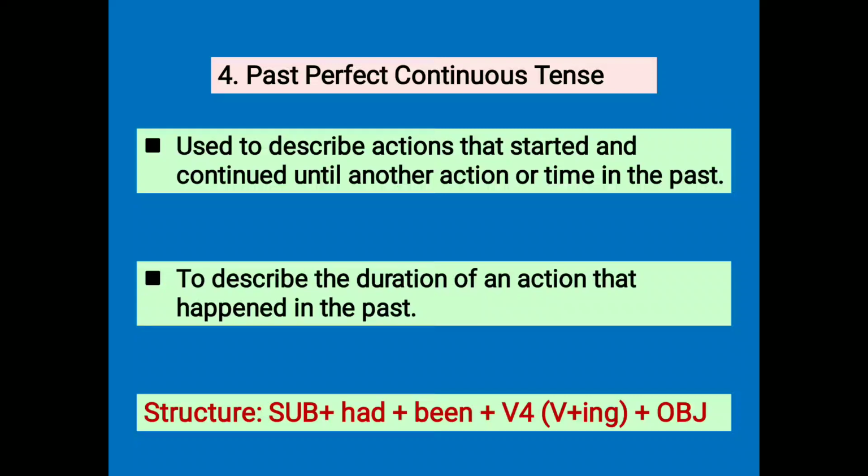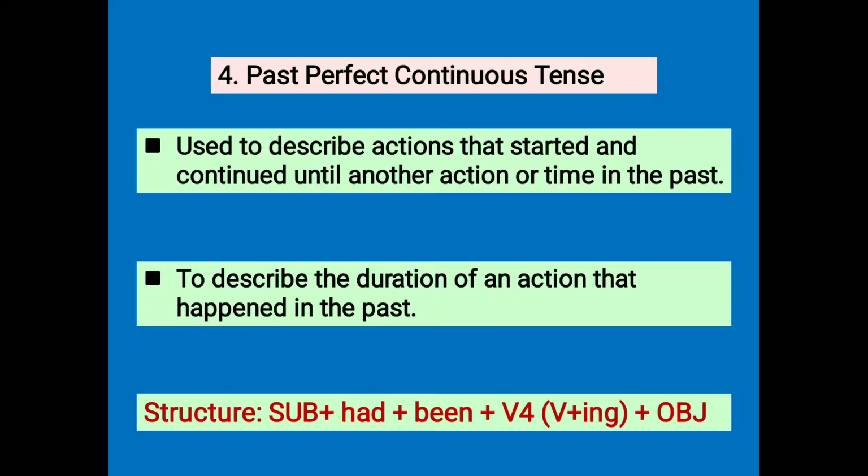And what is the structure of the sentence here? The structure is subject plus had plus been plus the fourth form of the verb, that is verb plus ing, gerund, plus object. So this is the structure. The subject can be anything. It can be a singular or plural noun. It can be a singular or plural pronoun, first person, second person, or third person. But had will be constant. This form of the verb, had, would be constant, and the rest will be the same.